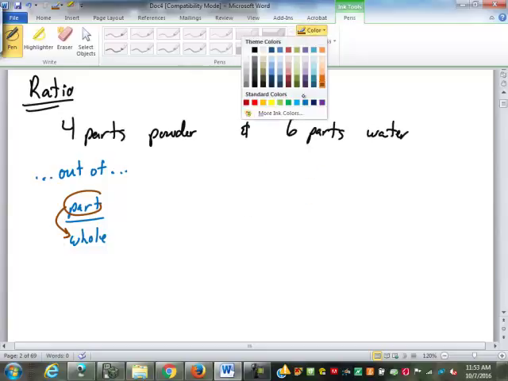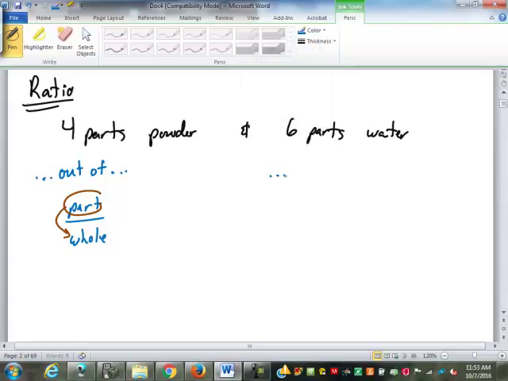Or I could have the second, or compared-to type of ratio. This is where I have one part compared to its complement, or another part.